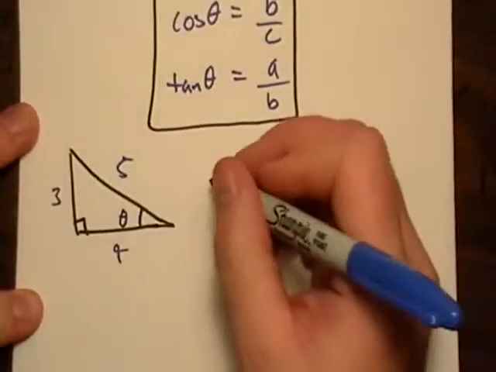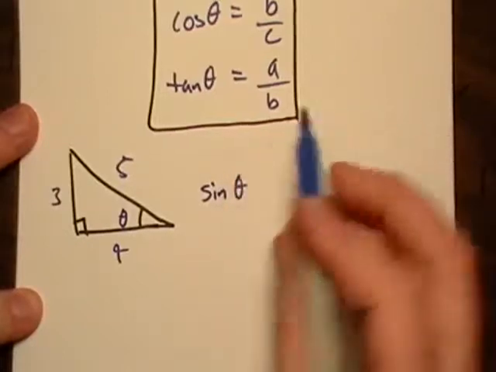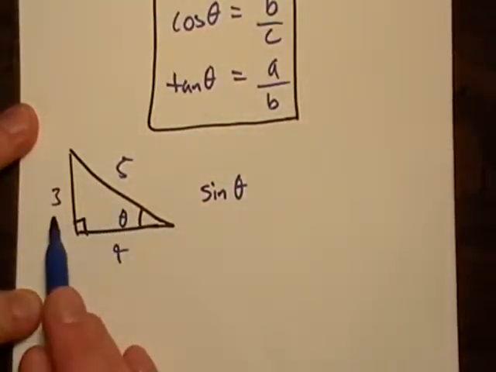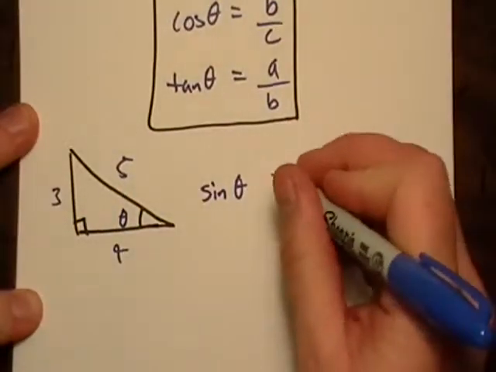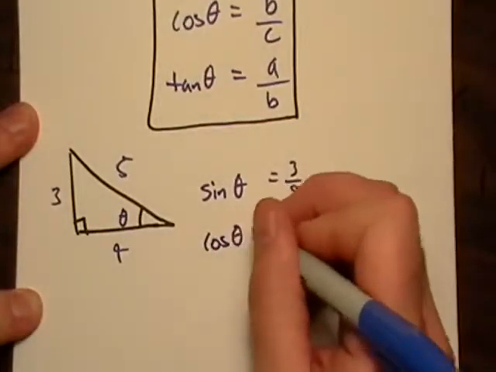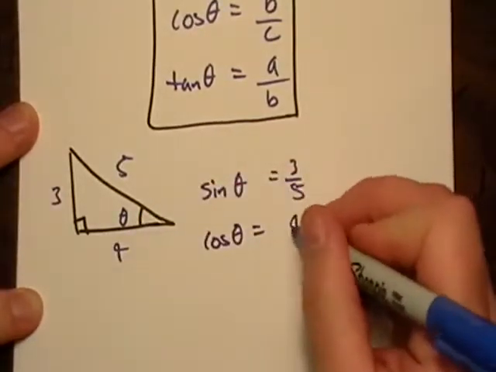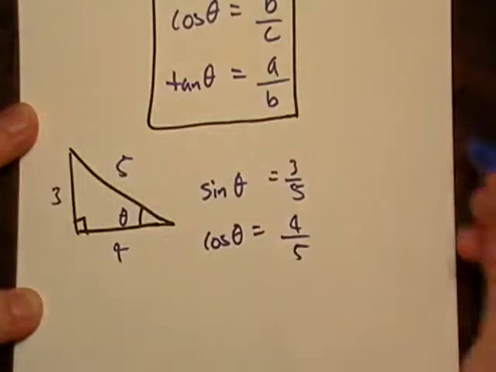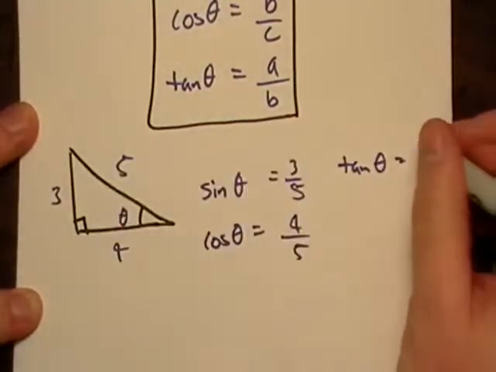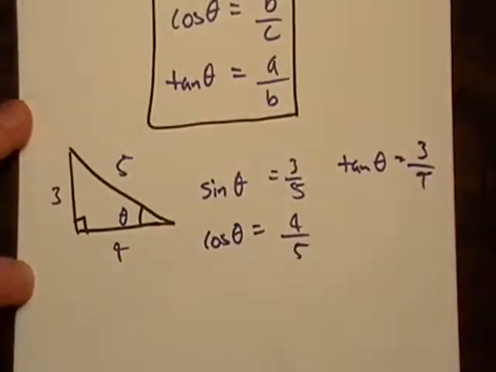So what if I want to know the sine of theta? In this case, sine of theta is going to be opposite over hypotenuse. It'll equal 3/5. Cosine of theta is equal to 4/5. And tangent of theta is going to be equal to 3/4.